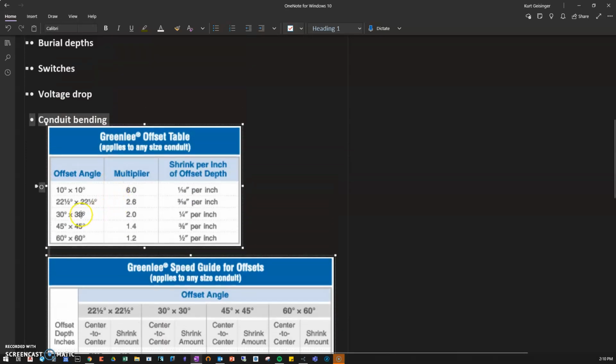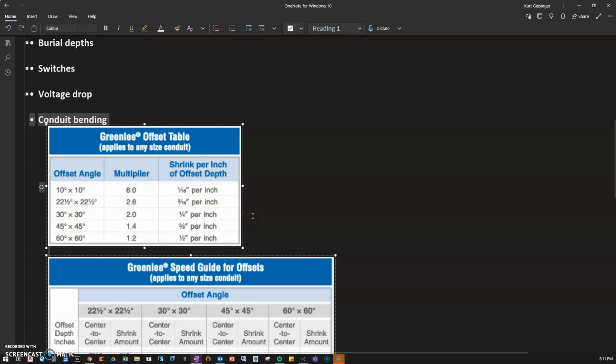So for any offset, which is 2 bends, if I'm doing, for instance, a 30-degree offset, my multiplier, or my distance between my marks, is going to be this value. So for 30, it's going to be 2. If I'm doing 45-degree bends, it's going to be 1.4. But then my shrink per inch of offset depth: for every inch of offset using 30-degree bends, I'm going to lose 1/4 inch.